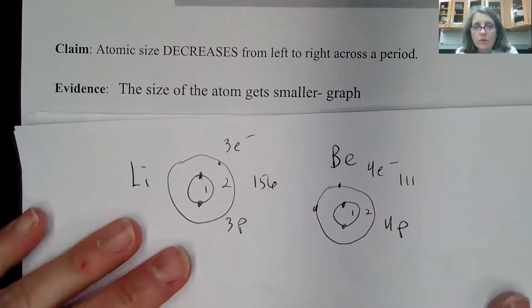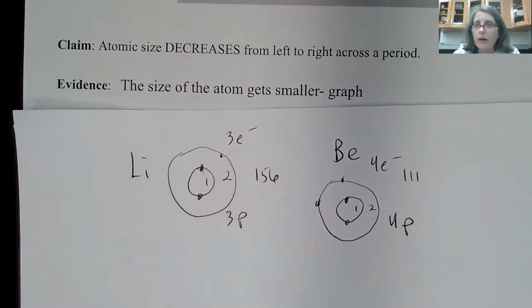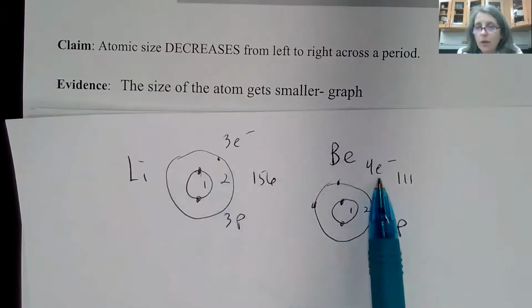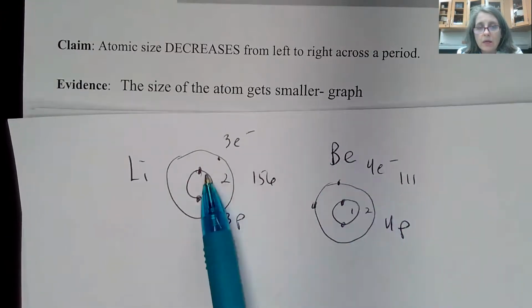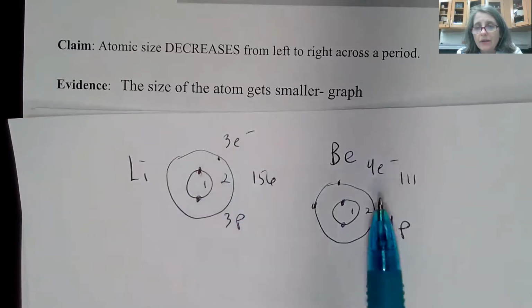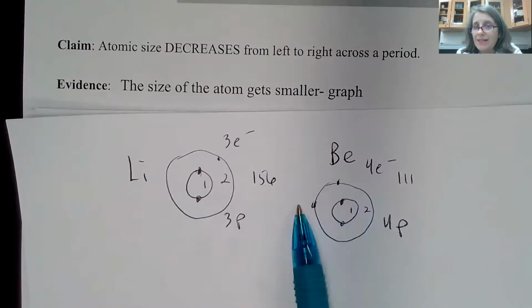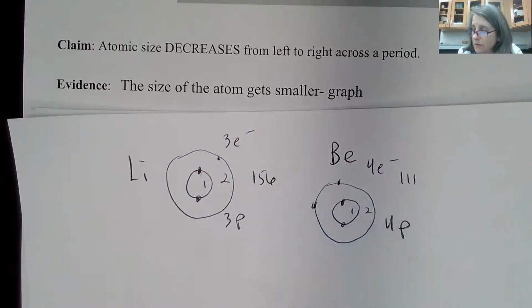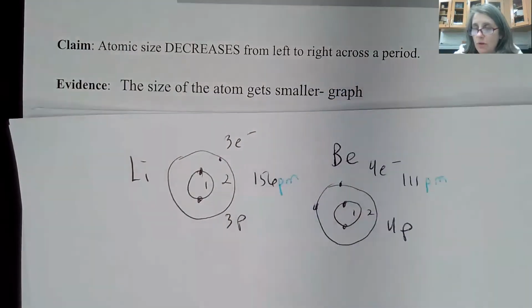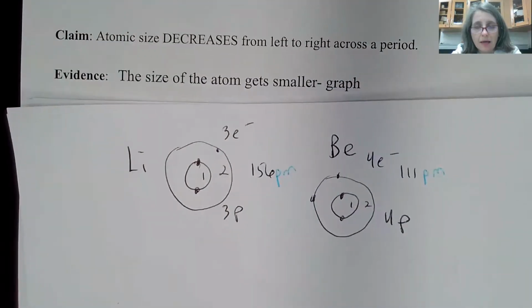So in your notes, write lithium and beryllium, and draw their Bohr models, okay? Lithium would have 3 electrons, beryllium would have 4 electrons. So I have 2 electrons in the first energy level and 1 in the second energy level, and beryllium is the same, except it has 2 in the second energy level. And again, the 156 and the 111 are picometers. Those are actual atomic size numbers off the periodic table.